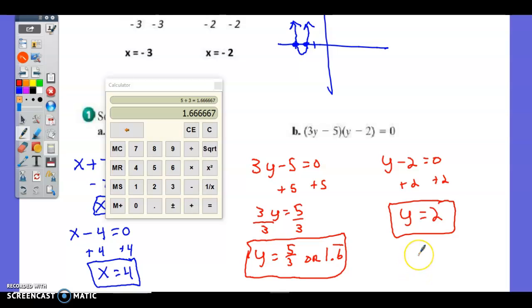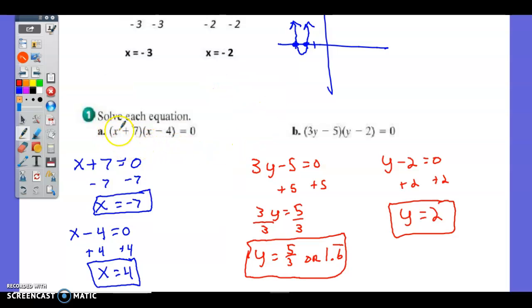So pretty straightforward. They're already factored. The next section we are going to have to factor first, so there's a little more work involved. But for this, just easing into it, just get used to, hey, when we're asked to solve these equations, and they're already in factored form, just set each of them equal to 0, and you are good to go.